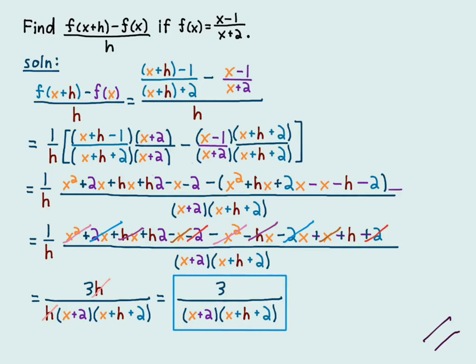And that's the answer. So it's a bit of computation, but the idea is pretty simple. You're just combining the two fractions in the numerator and then simplifying.